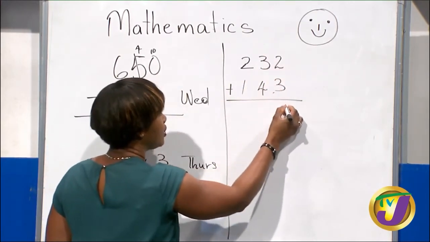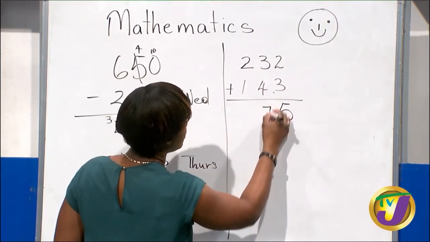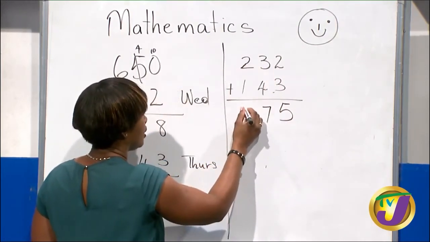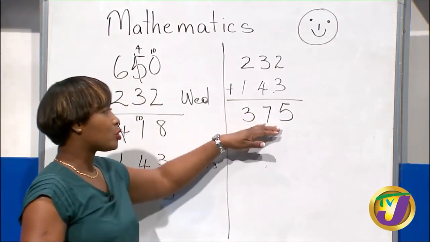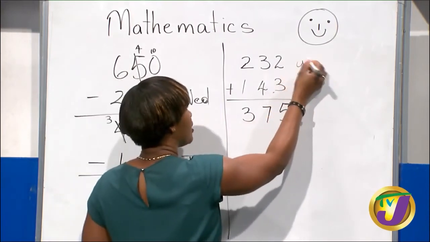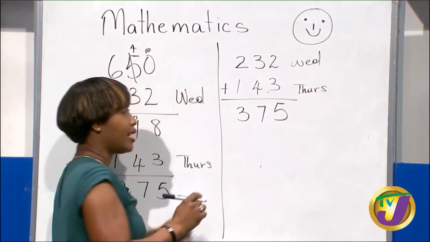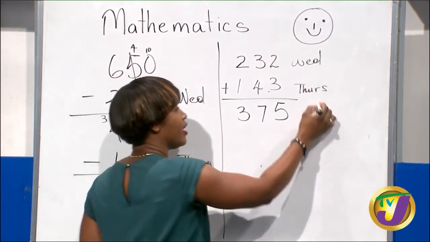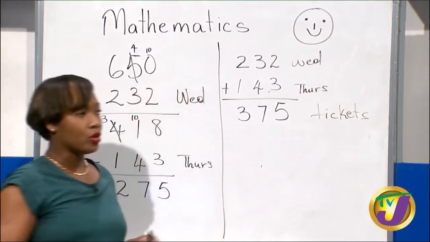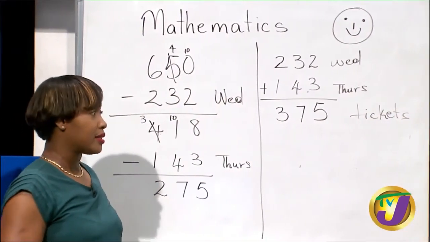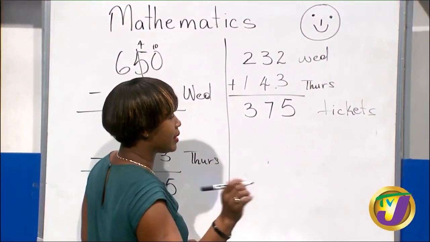So 3 and 2 gives me 5, 4 and 3 give me 7, and 3 and 1 gives me 4. So what I'm saying in total, this would have been my Wednesday tickets. This would have been my Thursday tickets. In total, I would have sold 375 tickets. They did not ask me how many tickets I sold. If you look in your responses, B is there, and sometimes you make the error to stop there. That's not where we stop because they ask how many tickets are left.